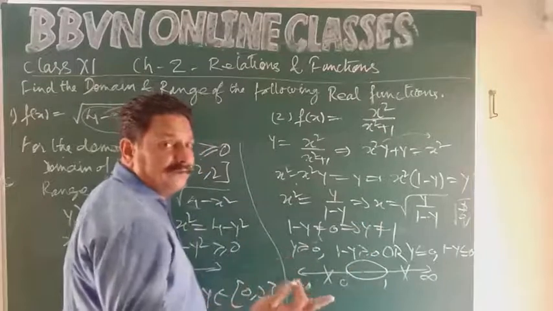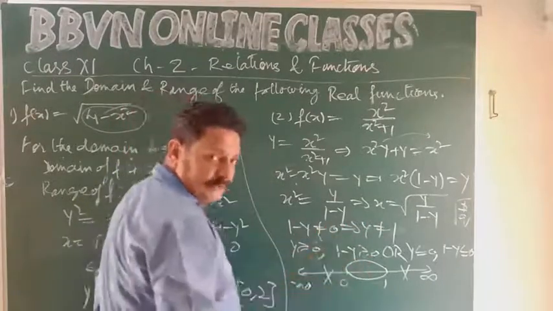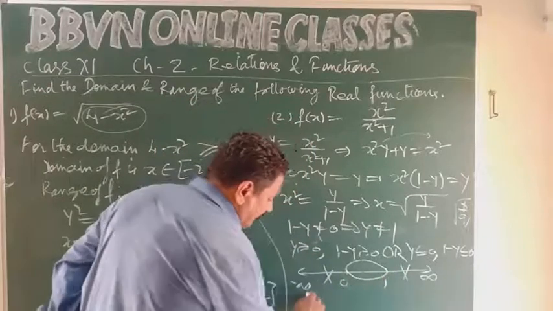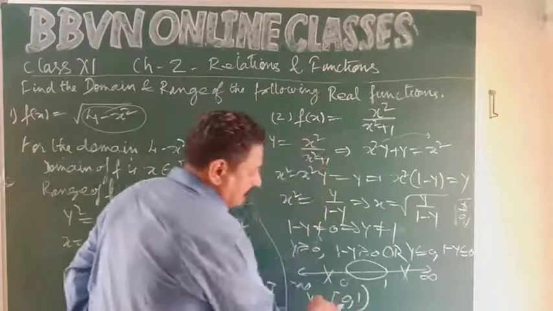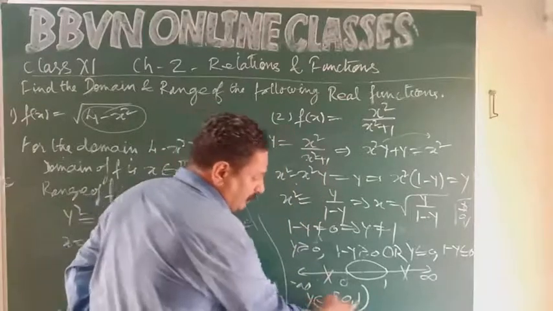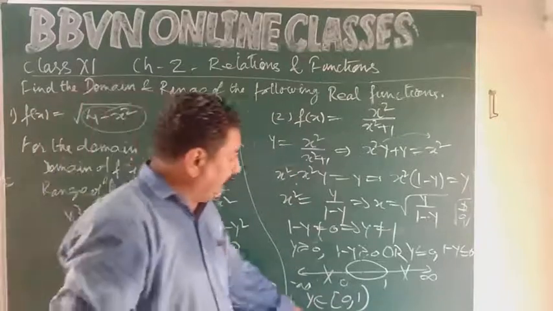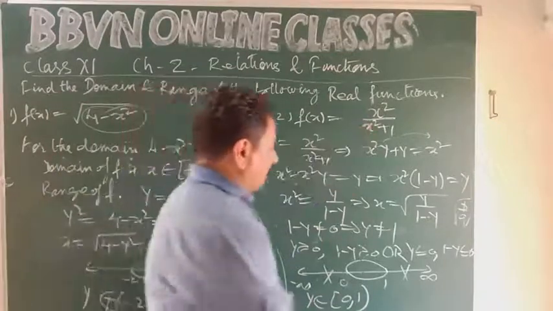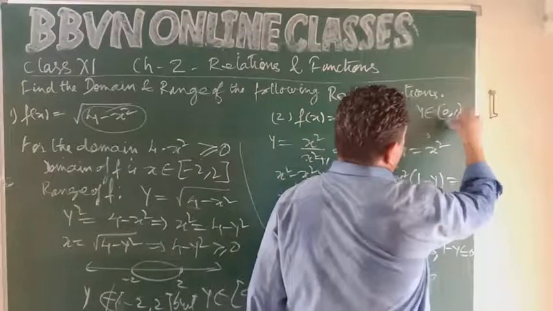So what is y then? Y is anything from 0 to something that is less than 1. So y belongs to 0 to 1. 0 closed, 1 open. I hope you got it. So range of this function is y belongs to 0 to 1.